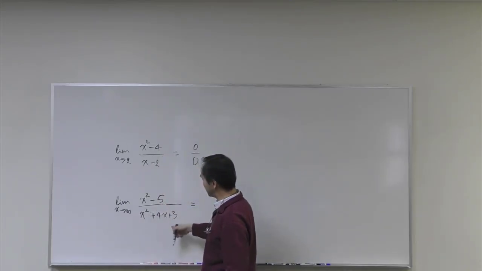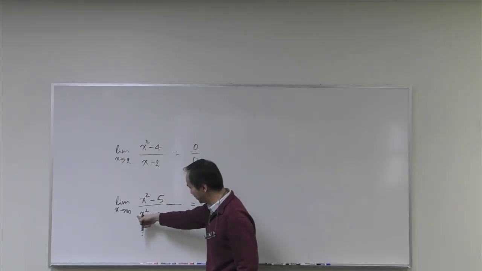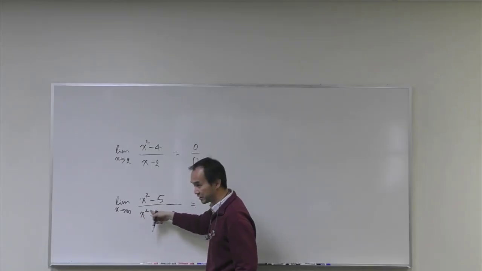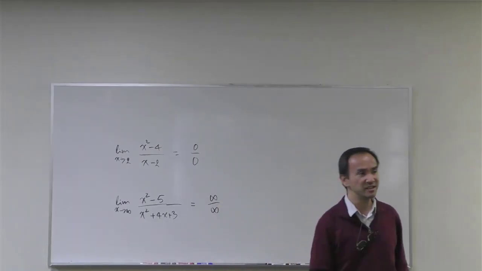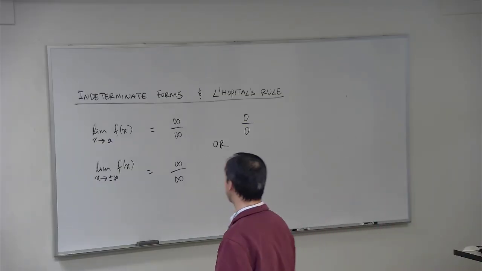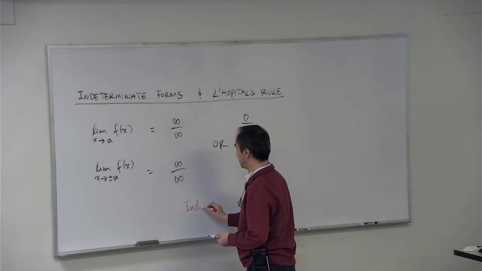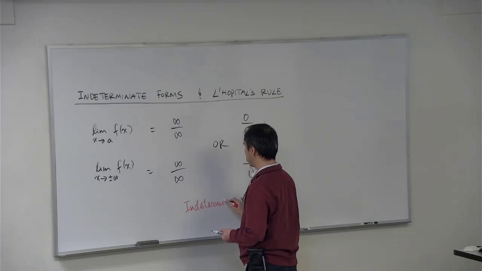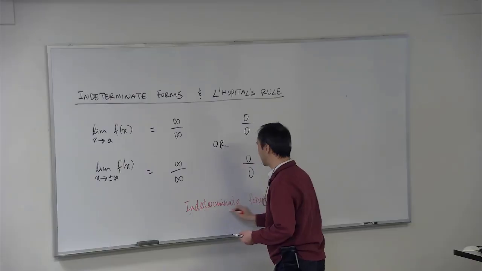Looking at the right-hand behavior of these two, the leading coefficient is 1 and the degree is 2. The leading coefficient is positive and the degree is even, so it's going positive infinity over positive infinity. We've seen these all over. These kinds of limits, we refer to by a famous name. This is called the indeterminate forms.